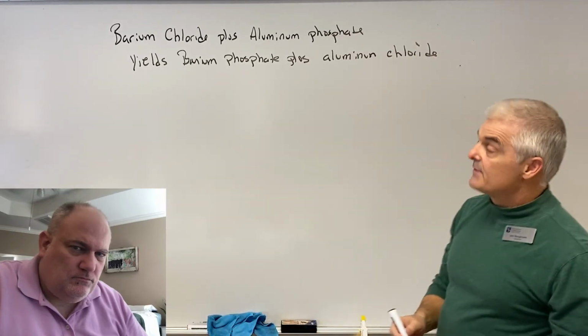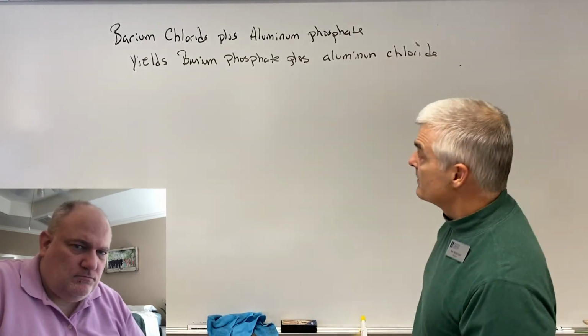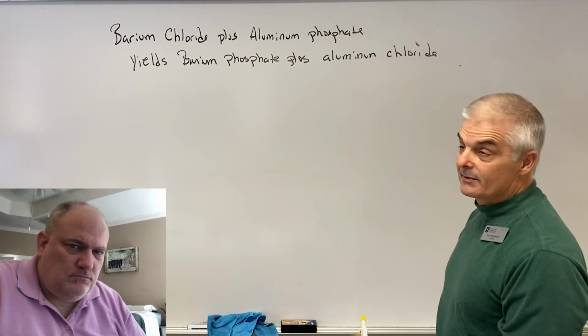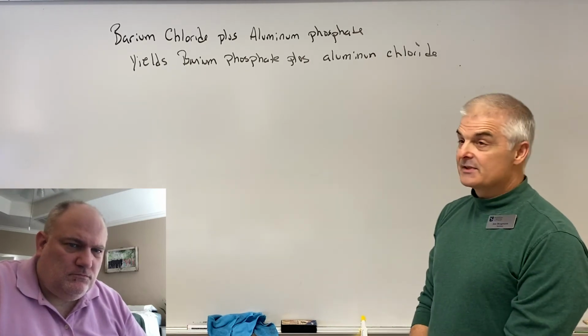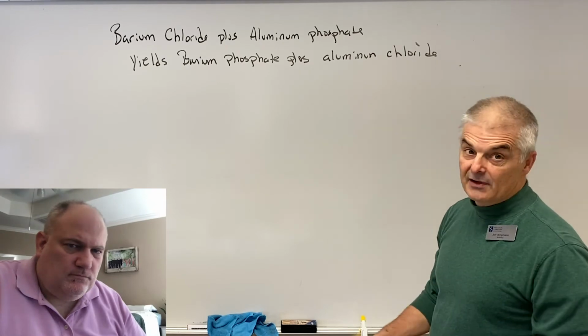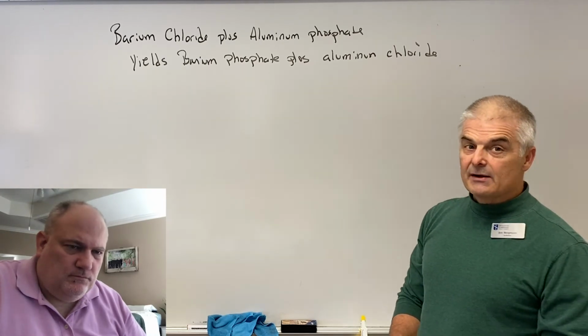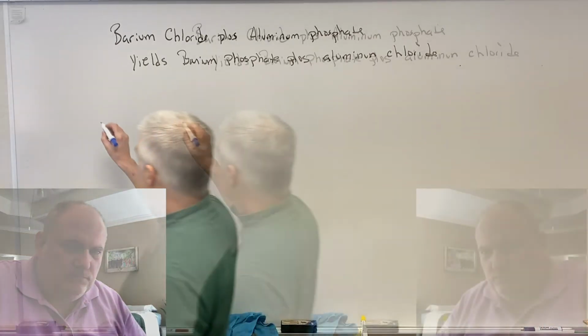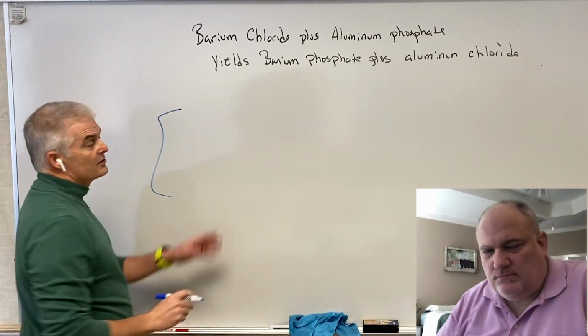So in our last example, folks, we want to do this one. Barium chloride plus aluminum phosphate yields barium phosphate plus aluminum chloride. Now, this is a longer one, but again, same kind of idea. And actually, let me show you what I think is a shortcut that's going to make life a lot easier for you. I like to create what I call a scratch pad. And I'm going to make a little bracket over here, and you're going to see why this works.